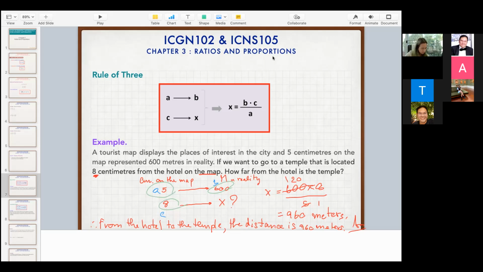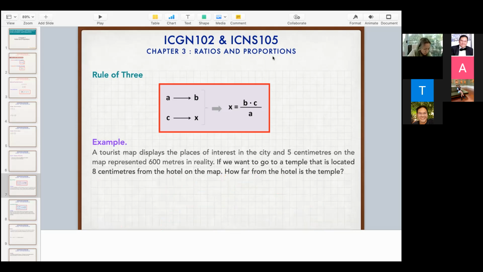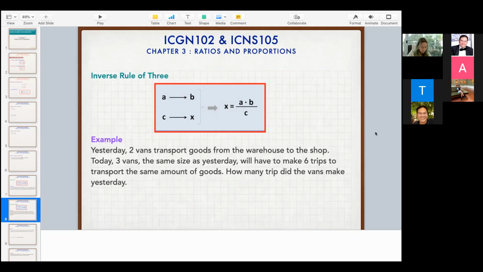All right. If you don't have any questions, now I'm moving on to the inverse rule of three. The inverse rule of three works the opposite way round to the direct rule of three, a little bit. Let me clear this screen first. For the inverse rule of three, we have A, B, and C and we would like to find X. The formula is a bit different. For the direct rule of three, X equals B times C over A, right? This is inverse: X equals A times B over C. This is the difference.